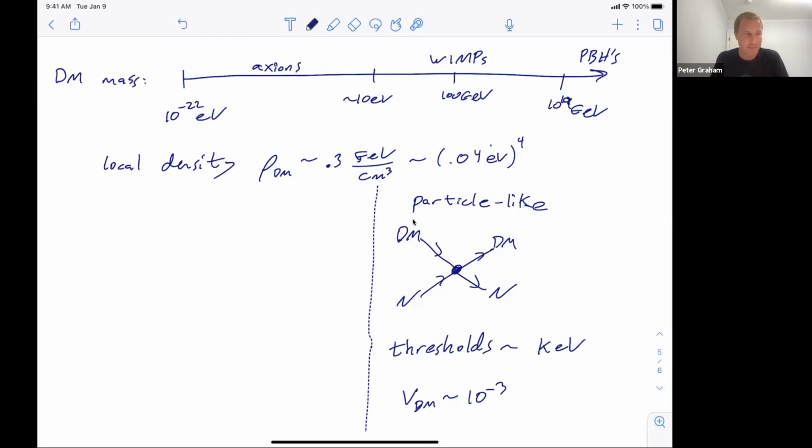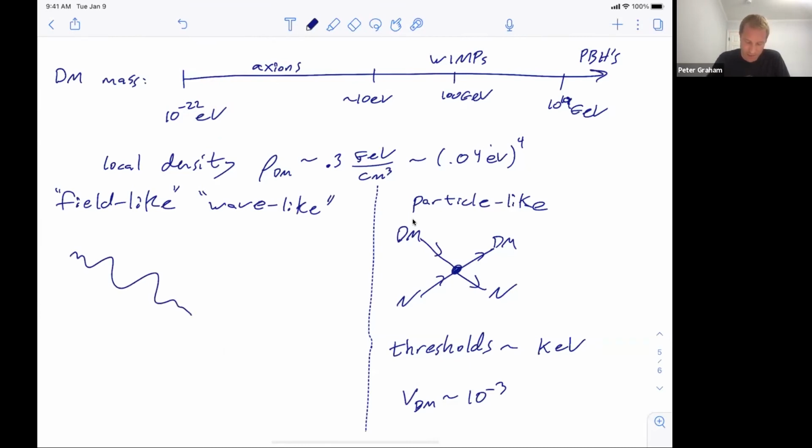I want to call this dark matter field-like instead of particle-like, or sometimes it's called wave-like instead of particle-like. The reason is also tied up with the lower cutoff, which I'm about to explain. When the mass of the dark matter gets very light, its wavelength gets very long, right? That's the way quantum mechanics works. So instead of being an individual little particle, you should think of it as some chunks, some wave packets, flying around our local galaxy.